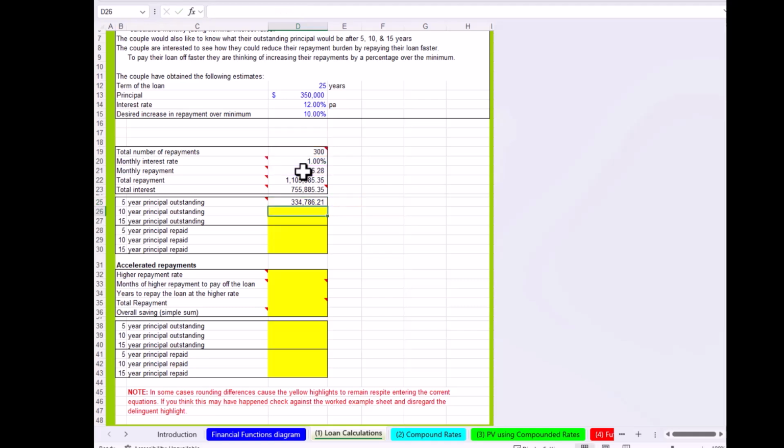So what that tells me is that in the first 5 years I've paid back, oh, what's that, about a bit more than $15,000. I'll let you correct out the yellow highlights here for the 10 and 15 in your own time.